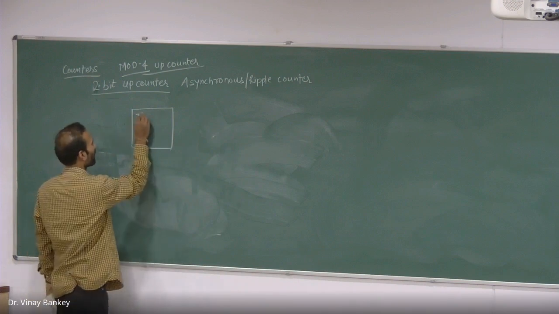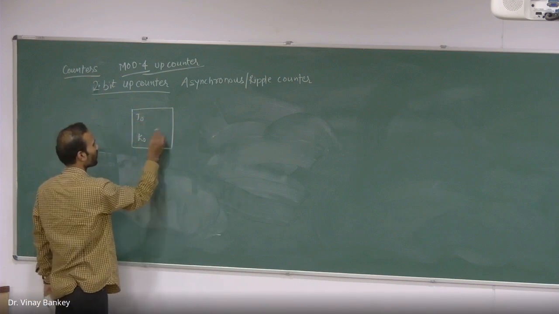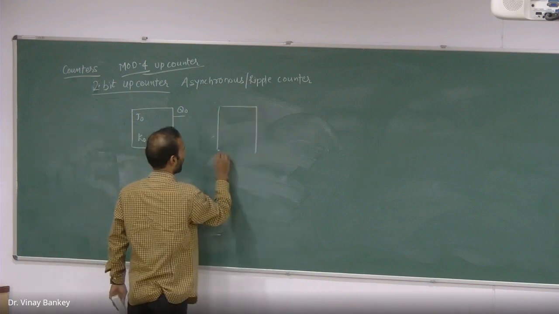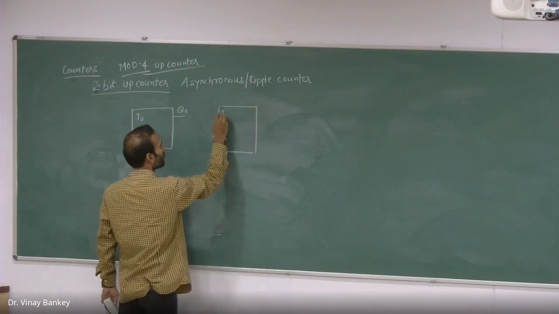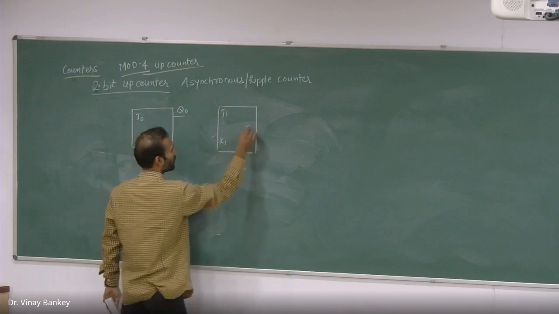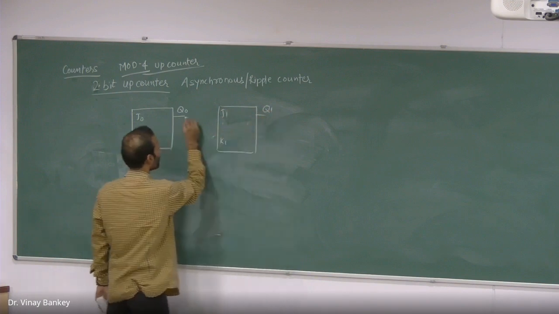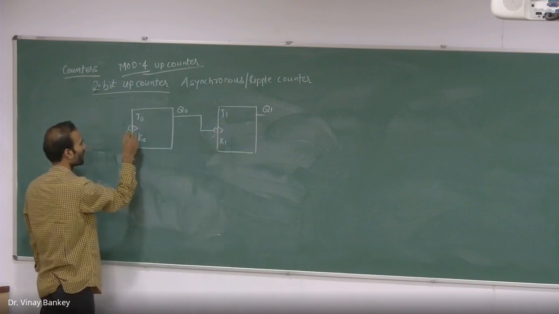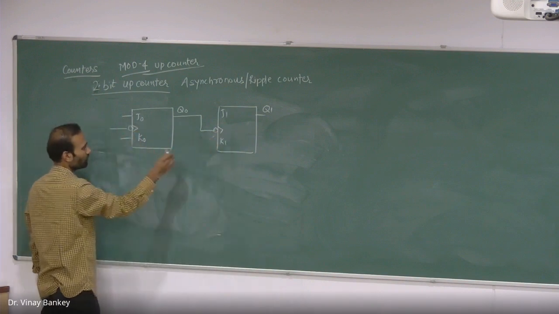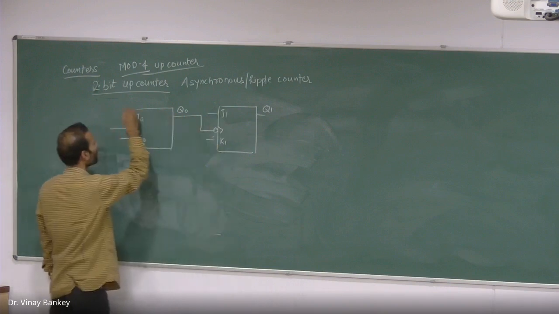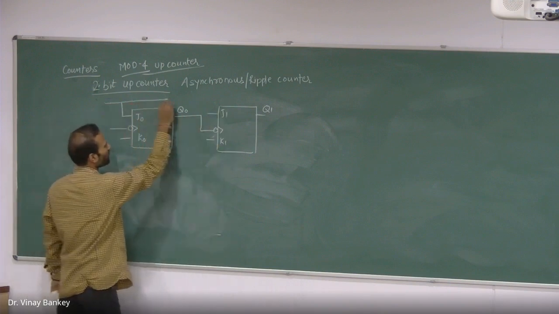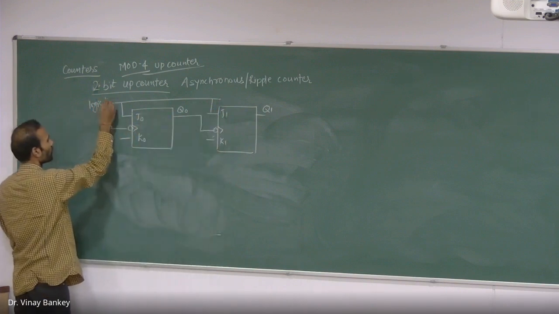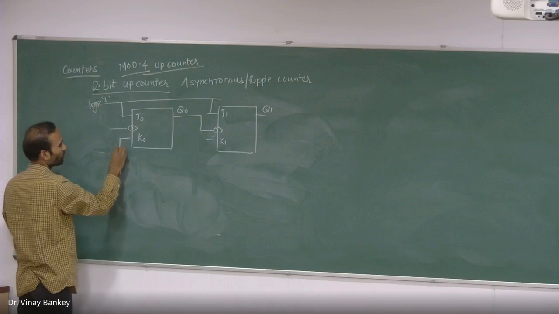Okay, so here I have J0, K0, that is my first flip-flop, and here J1, K1, and this is Q1. It is a negative edge triggered flip-flop, and all of these are connected to high. This is logic 1, and this is also connected to logic 1.